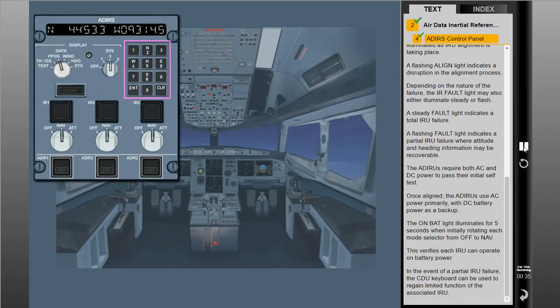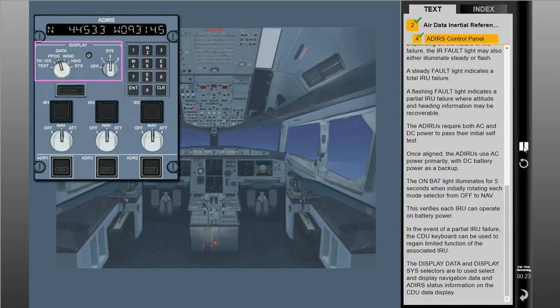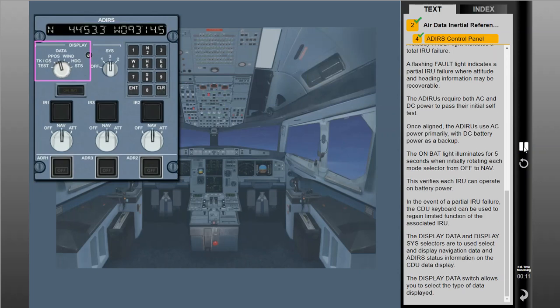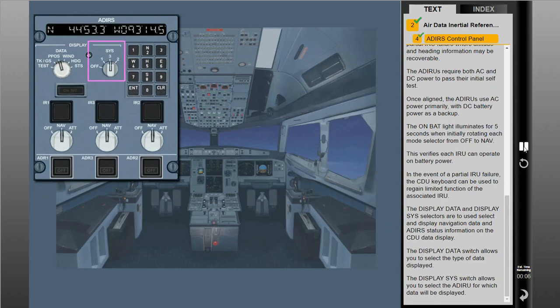In the event of a partial IRU failure, the CDU keyboard can be used to regain limited function of the associated IRU. The display data and display system selectors are used to select and display navigation data and ADIRS status information on the CDU data display. The display data switch allows you to select the type of data displayed. The display system switch allows you to select the ADIRU for which data will be displayed.